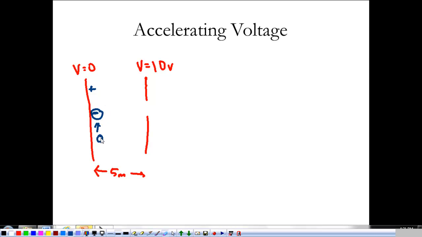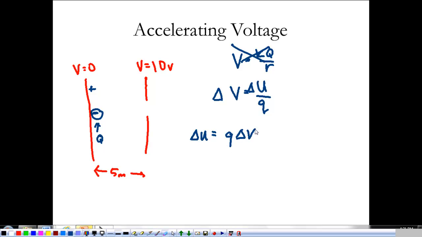So we have a charge of Q that we're going to move through this voltage. Now, we know that voltage is equal to KQ over R, but we don't know the charges giving us this, so we can't use that. We do also know that voltage is equal to energy, U, over a unit charge. My change in voltage is going to be my change in potential energy divided by that charge. Or the change in potential energy is going to be Q times my change in voltage.